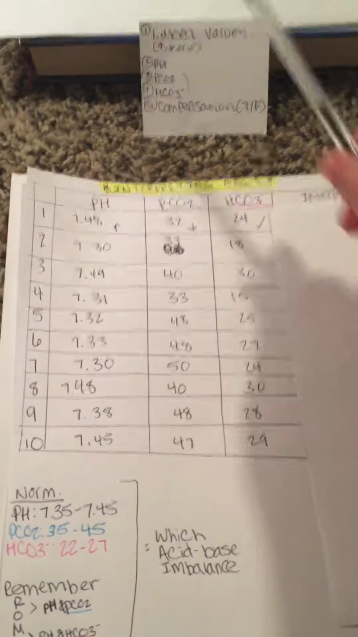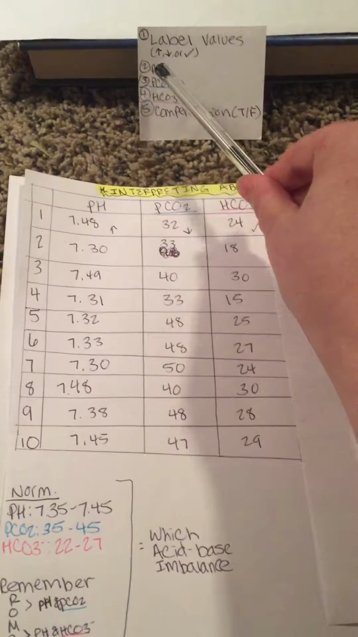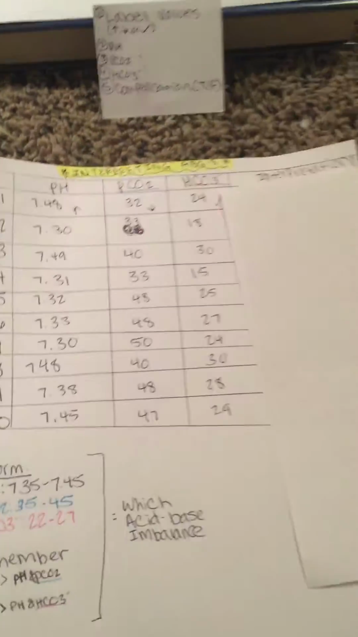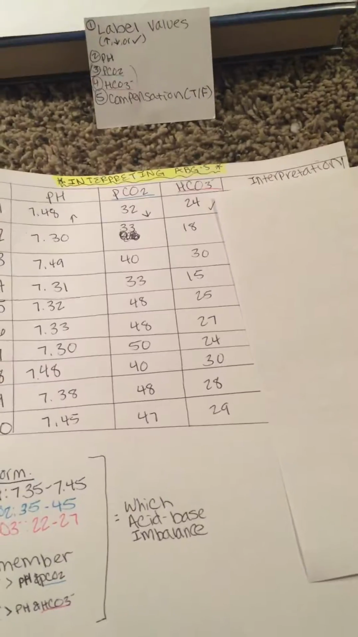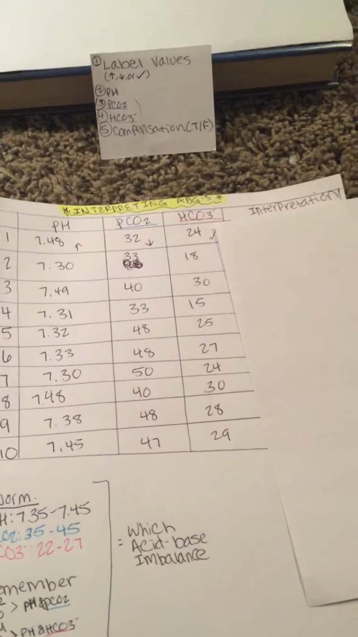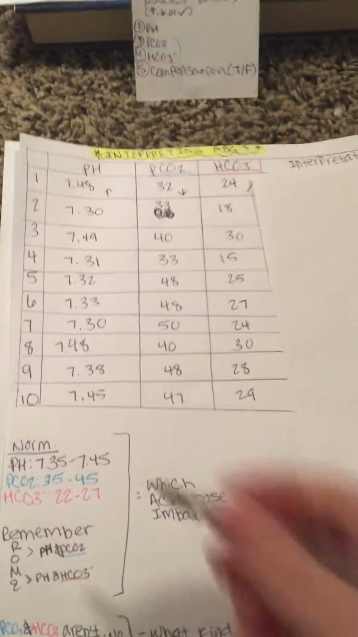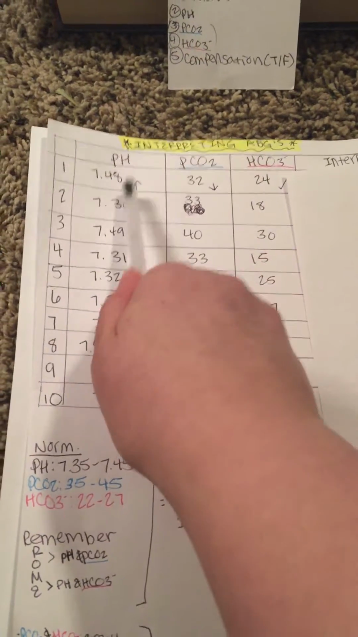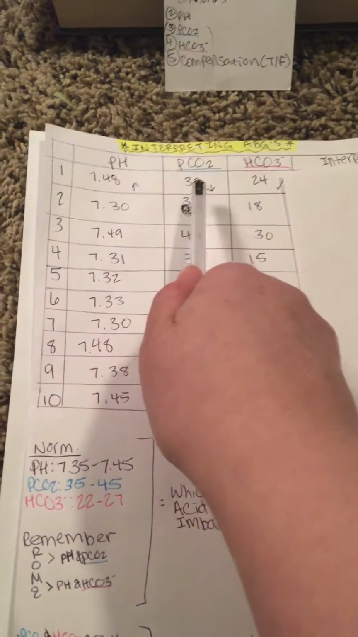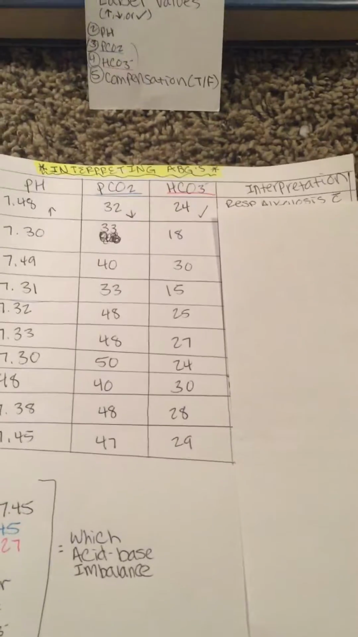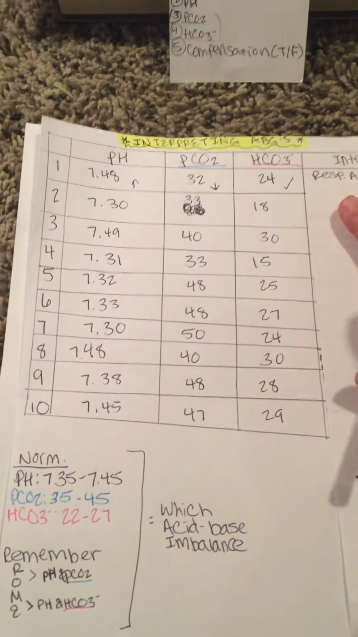Okay, so you're going to look at your pH first. So it's high. We already know that we're dealing with some kind of base, so alkalosis. Now we got to decide if it's respiratory or metabolic. So you're going to look at your PCO2. Are the pH and PCO2 opposite? Yes. So you're going to have respiratory alkalosis, okay?